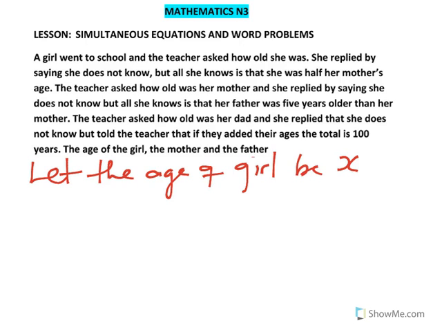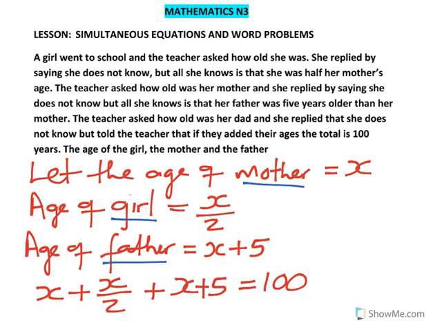Let's start again. A girl went to school and the teacher asked how old she was. She replied by saying she does not know, so her age is x, but all she knows is that she was half her mother's age. Actually, let the age of the mother be x, just because of time, but this is the thing. Let the age of mother be x.